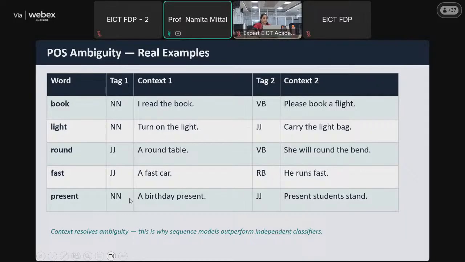A birthday present. We are talking about present. What is this present? Present is noun, it is a gift. The present students stand. That is adjective. Those who are present, please stand. That is adjective.